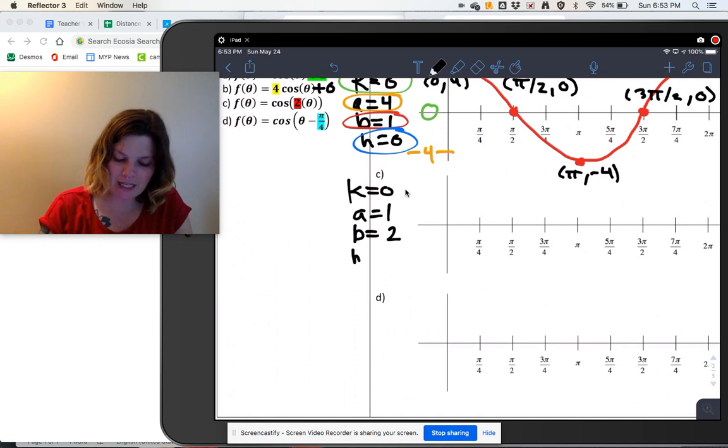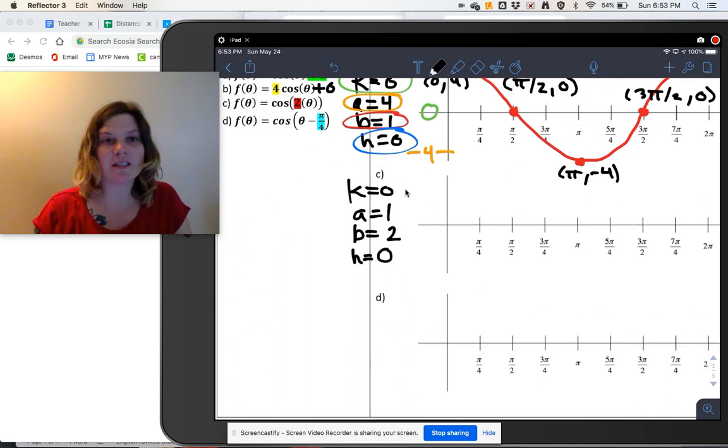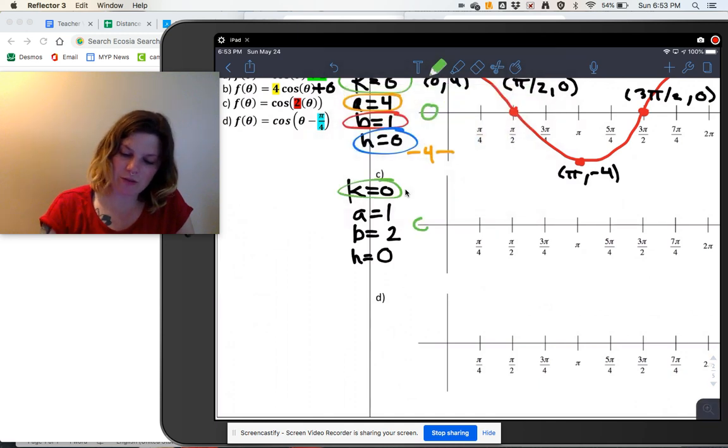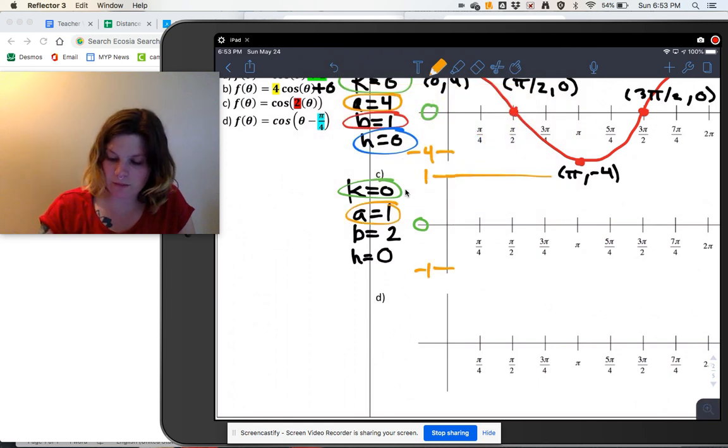And then finally, h value is, oops, I was looking at the next question. It is 0 because nothing is being added to the theta. So k value at 0 means we put a 0 there. A value of 1 means we go up 1 and we go down 1.